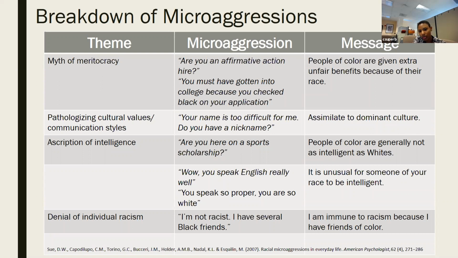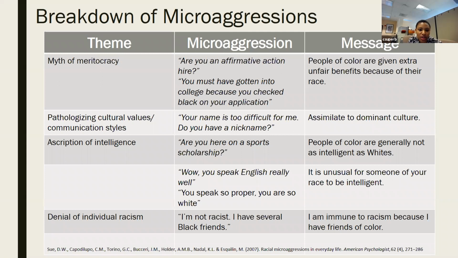And so we know if we're thinking about white supremacy, we're thinking about the dominant culture being white. And so if someone has a name or something that's from a different culture, changing that, asking them to change that is asking them to assimilate to dominant culture instead of respecting or valuing their specific culture. Ascription of intelligence, right? This is assigning a degree of intelligence to a person based on their race.